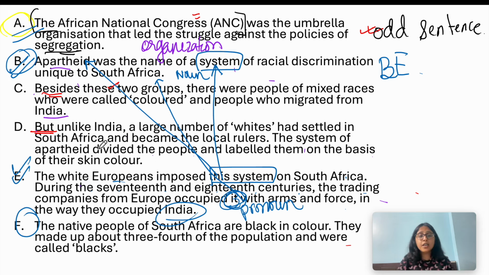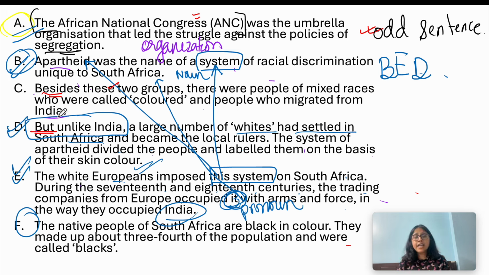Okay. But unlike India, a large number of whites had settled in South Africa and became the local rulers. The system of apartheid divided the people and labeled them on the basis of their skin color. So here there is a comparison. Okay, that unlike India, in South Africa, many whites had settled. So D will come after sentence E.